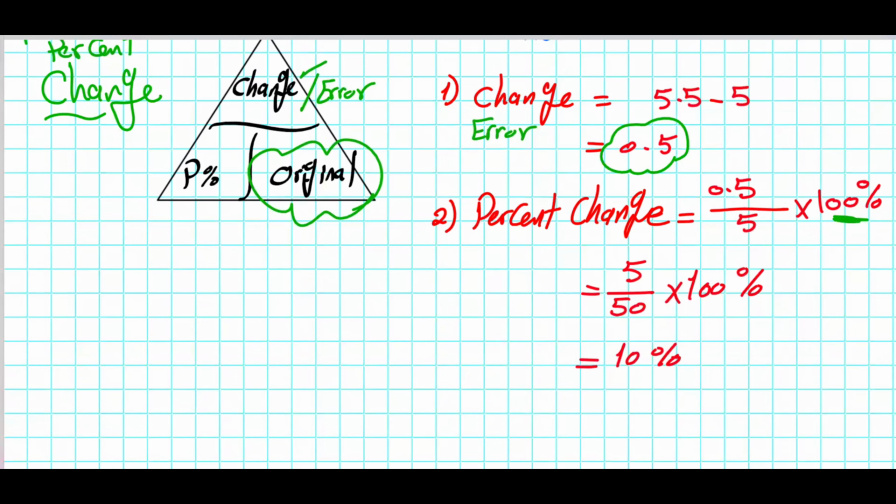I'm going to multiply up and down by 10 to remove the decimal point. So by multiplying by 10 up and 10 down, I got 5 over 50 multiplied by 100%. So easy. Dividing by 50, we get 1. Multiply by 10 equals 10%. So the percent error here, or the percent change, was 10%.